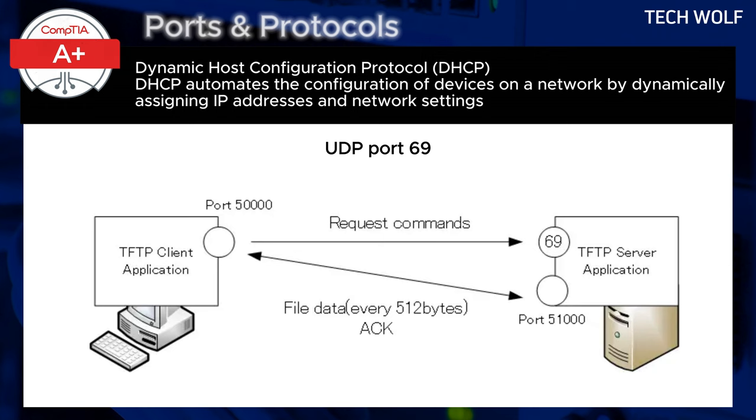Trivial File Transfer Protocol, or TFTP. TFTP is a simplified version of FTP. Use it for tasks like transferring small files or network boot processes. It's faster but less reliable than FTP, as it doesn't ensure data delivery and lacks security features like authentication or encryption. TFTP uses port 69 for its data transfer operations.